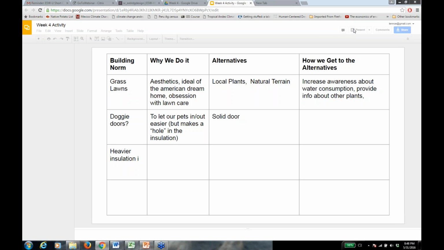So I like the dog door one on here. Does whoever put that want to talk about that a little bit?